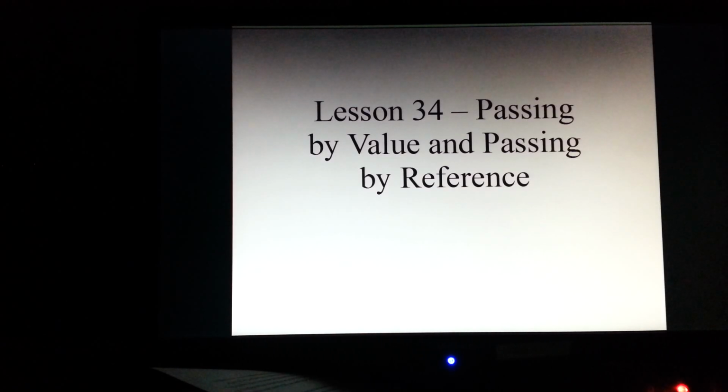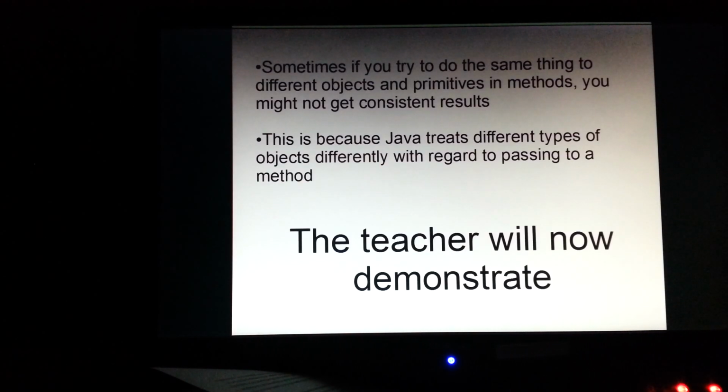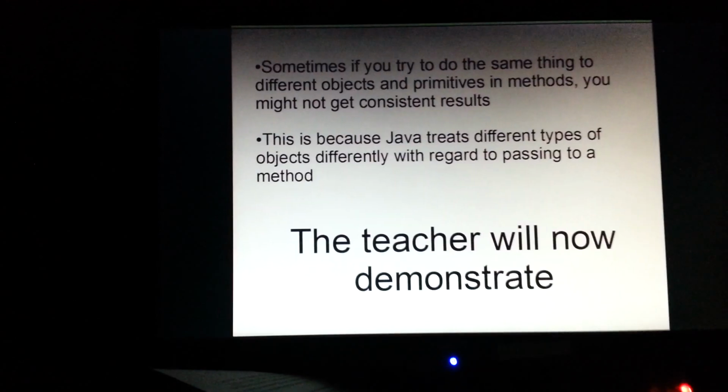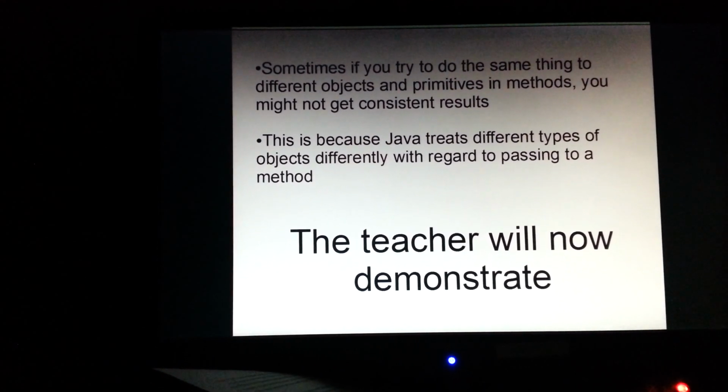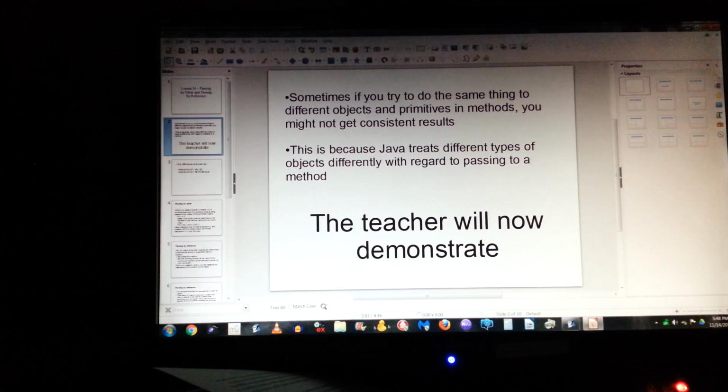So, lesson 34, passing by value and passing by reference. Occasionally, when you pass things to a method in Java, it would seem that the results are a little inconsistent. And I'm going to give you a demonstration here. I'll try to explain what this is. Hopefully the font's large enough so that you can see with this.